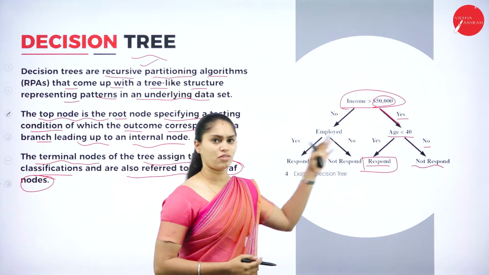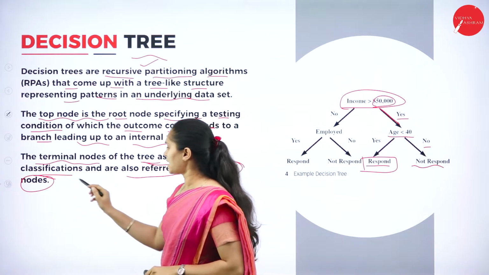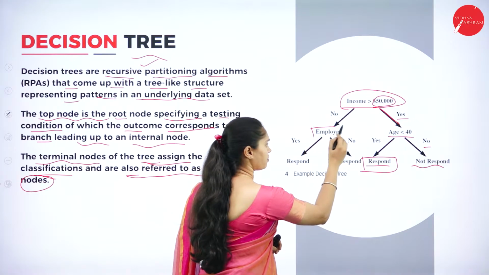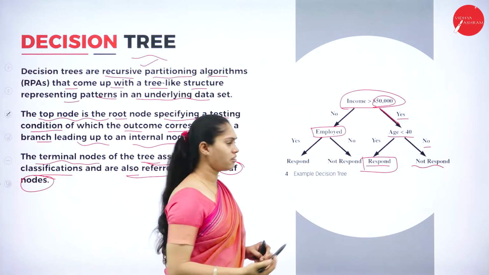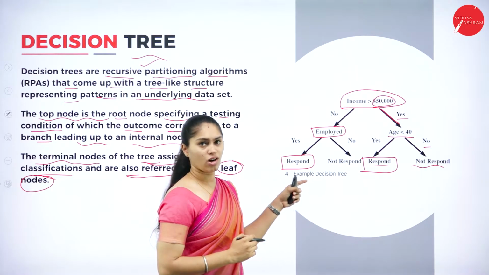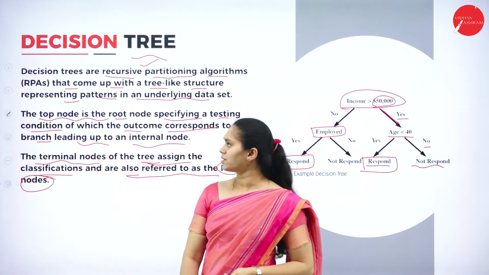After the calculations or decision making, the tree assigns the classification. So here I am assigning the classification for this one. If a node does not have any further classification, then that will be termed a leaf node or a terminal node. The top node will be termed the root node.